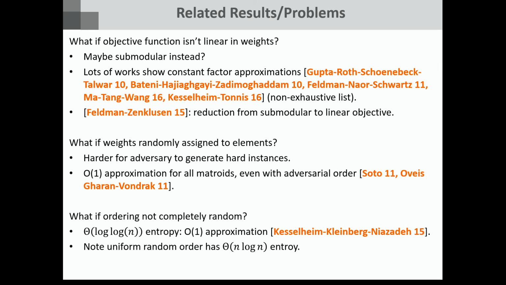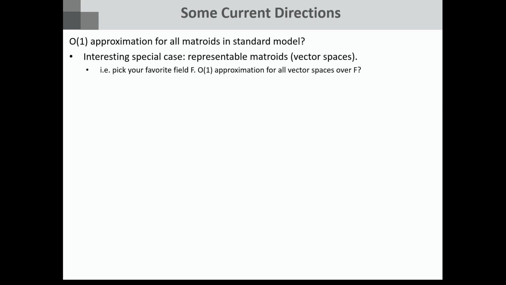Okay, and another question you might ask is what if the ordering is not completely random? Okay, so we know that you need some randomness to possibly get any bound, that completely worst case ordering is hopeless. But it turns out that you actually don't need all of the entropy of a uniform random order in the single choice case, that actually exponentially less entropy suffices. Okay, so this is just one slide of some of the current directions that people are studying in these problems.